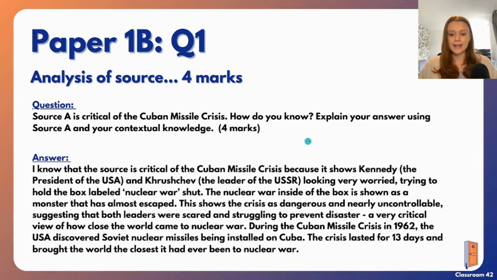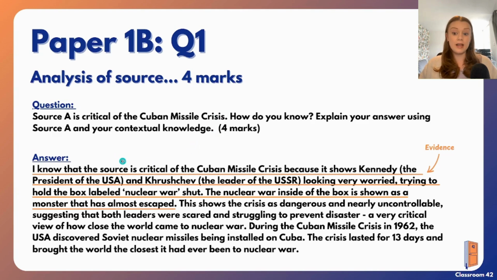Okay, so let's look at our example answer for this question. You can see here I've just written 1 paragraph for this question because that's all we need. So first of all, you need to give your evidence. This is, what does the source say that shows that it is critical of the Cuban Missile Crisis? So we want to make sure that we're sticking to the question and we're focusing on how we know the source is critical of the Cuban Missile Crisis.